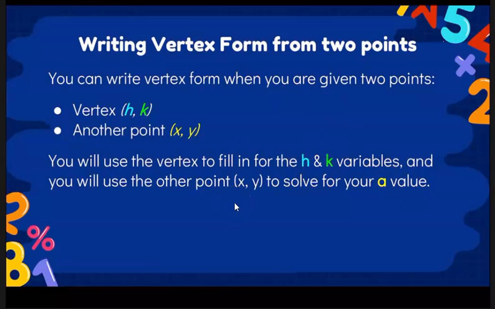First off, when we're writing vertex form from 2 points, sometimes they'll give us 2 points and we have to write the equation. Well, we can write vertex form when we're given 2 points, if we're given the vertex and a second point. So you'll use vertex form to fill in h and k. You will also fill in your x and y variables to solve for a. So generally, when they give you all of these terms, the h, k, x, and y, you fill in all the numbers to solve.